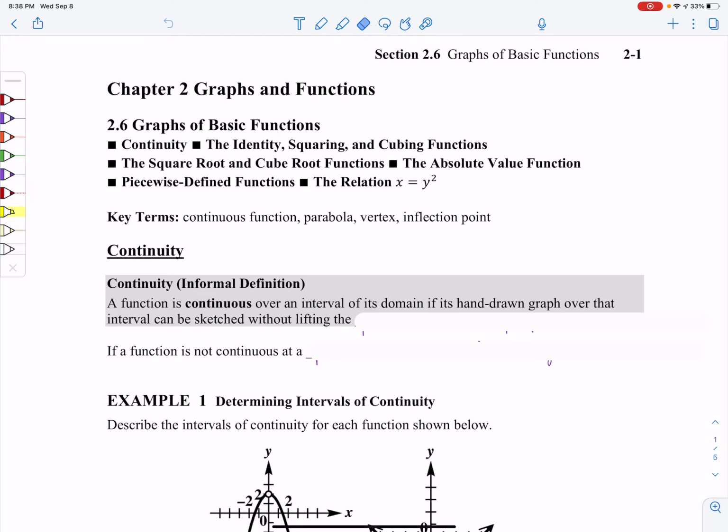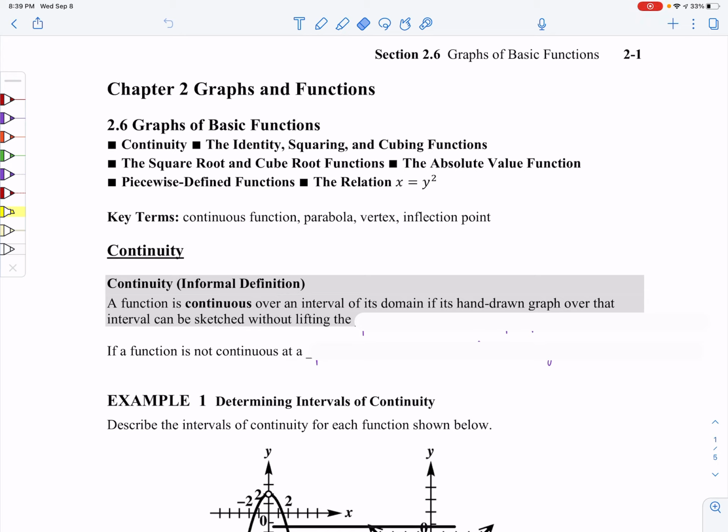Okay, so this is going to be a video over section 2.6. I like to call this section the library of functions. It's going to be talking about the basic functions that we'll be working with for the first part of the semester. First of all, let's talk about what continuity is.